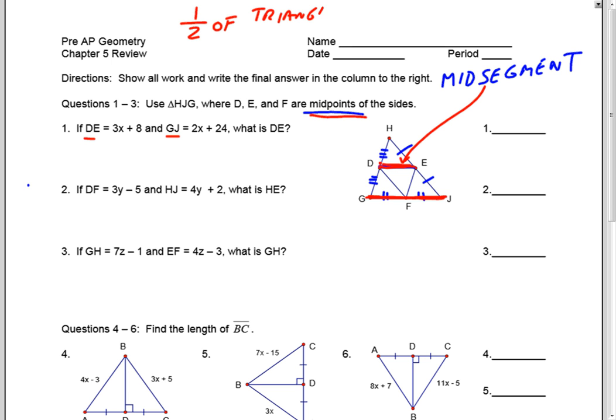Half of the length, half of the triangle side. So DE is going to be half of GJ. What else? Yep. They're parallel to each other. Parallel. Let's put a little parallel symbol here and here. That's only if you have a mid-segment.